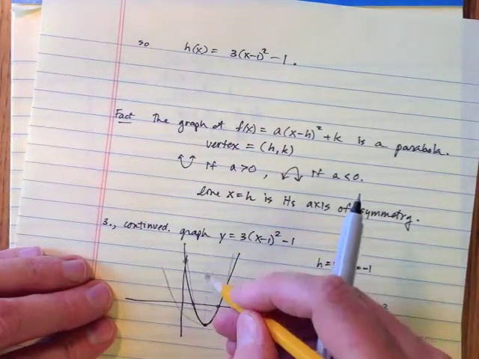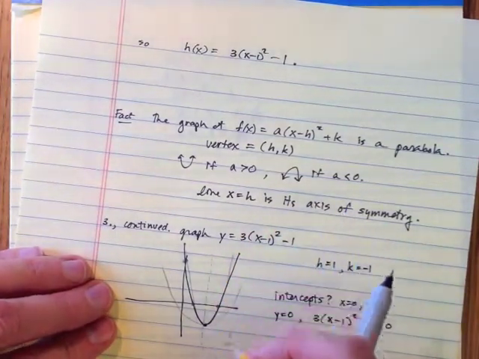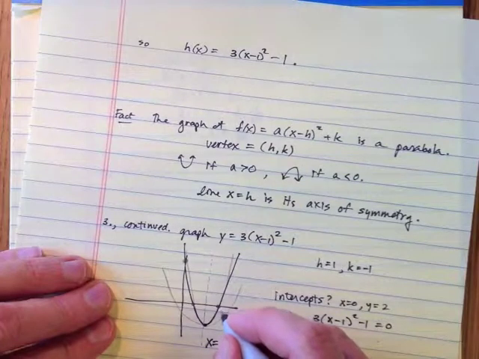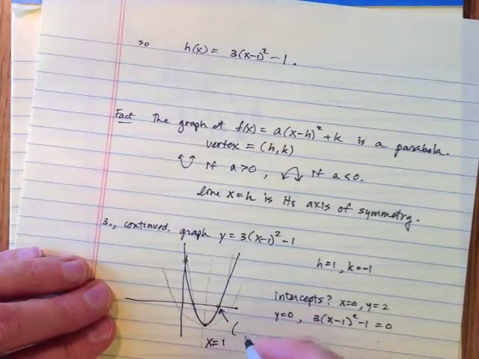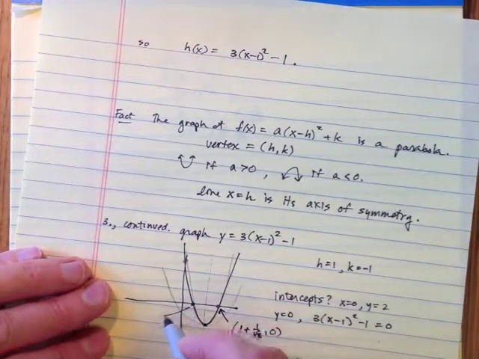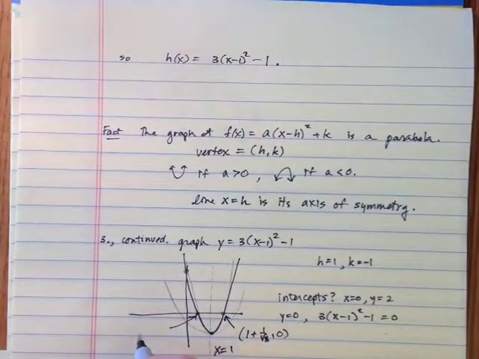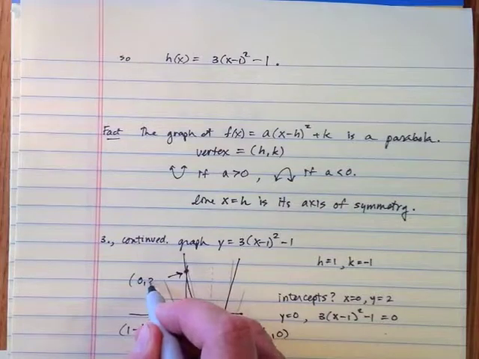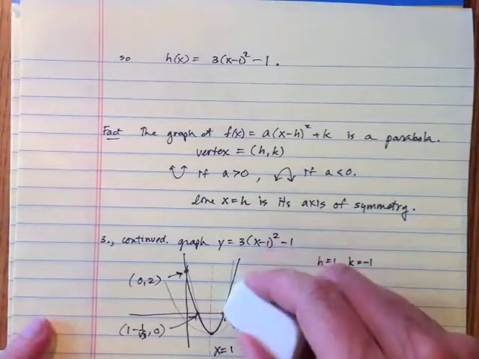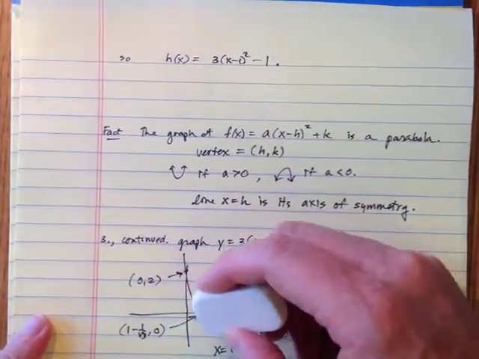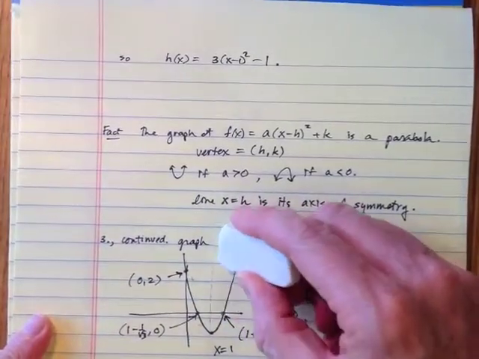It should be symmetric across this line x equals 1. This point is the point x equals 1 plus 1 over root 3, comma 0. This point is x equals 1 minus 1 over root 3 and y equals 0. And that intercept right there is x equals 0, y equals 2. Got a lot of scratch work on here. I'm going to take it off so that the grader doesn't think I drew something that violates the vertical line test.